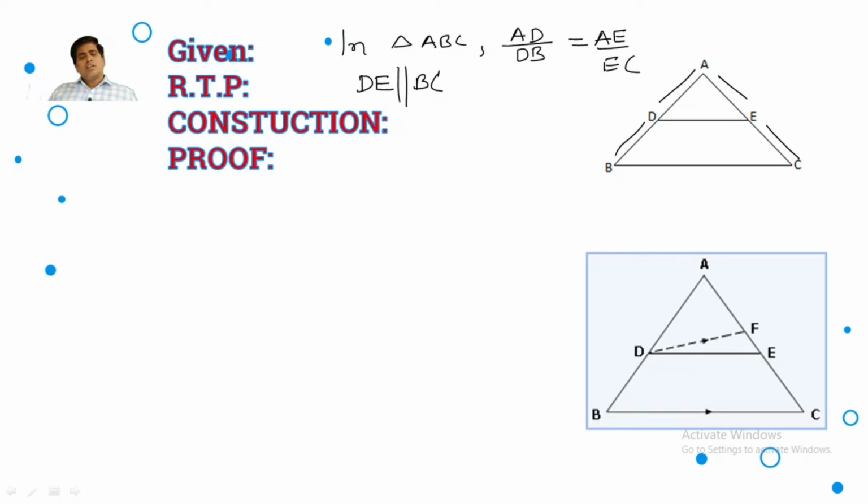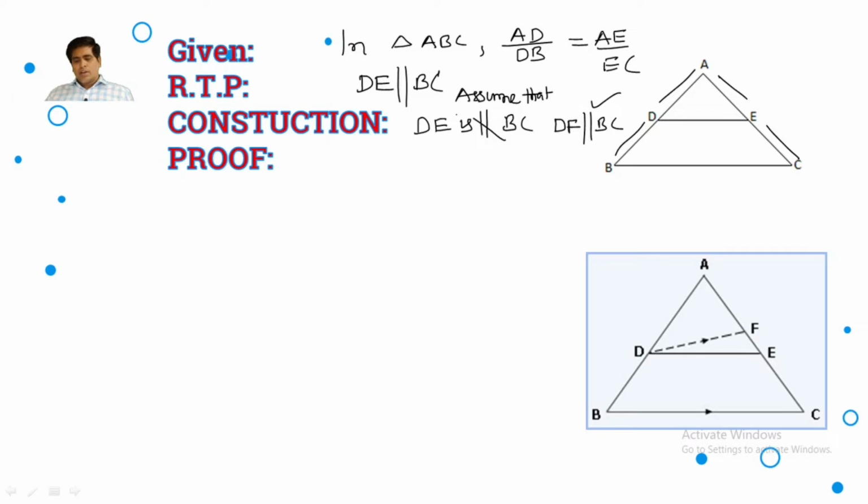Now, what is the construction required here? We will construct by assuming that DE is not parallel to BC. We are taking another line, DF, parallel to BC. So this is our construction: DF is parallel to BC.